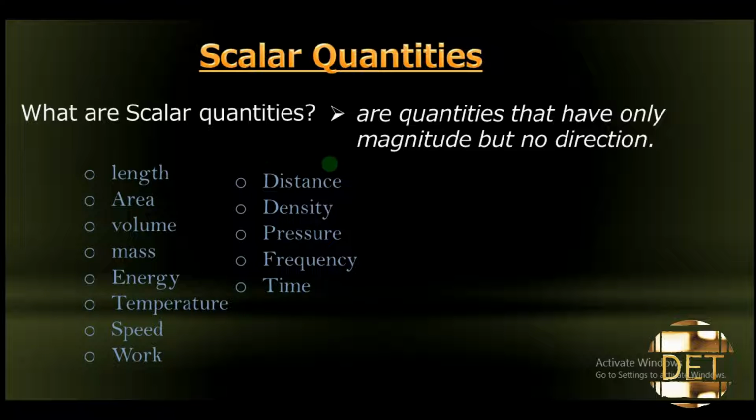So all these quantities have magnitude, that is, they can be measured. Length can be measured, area can be measured, volume can be measured, mass can be measured, distance can be measured. All of them can be measured, but their direction is unknown. Their direction cannot be determined.